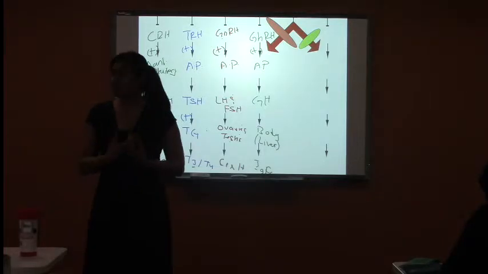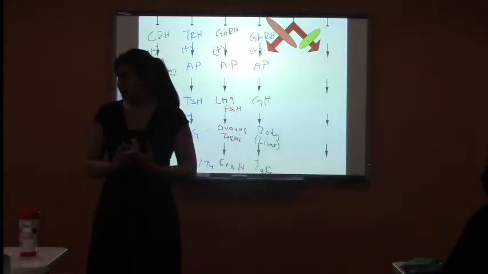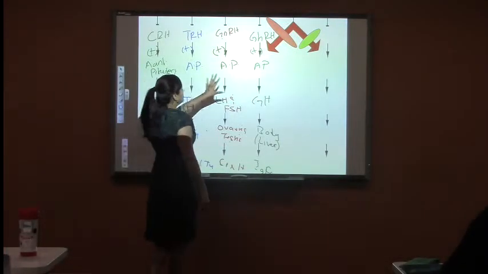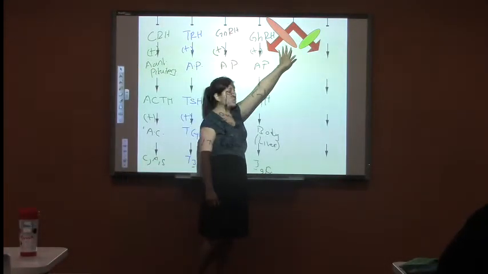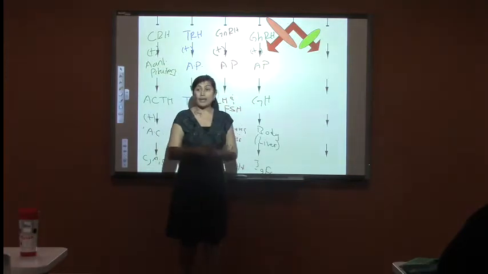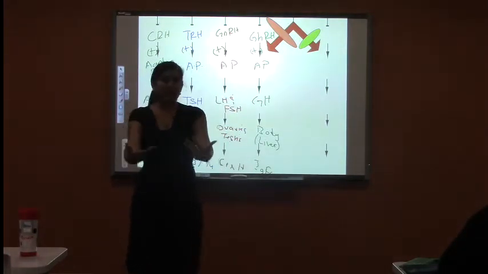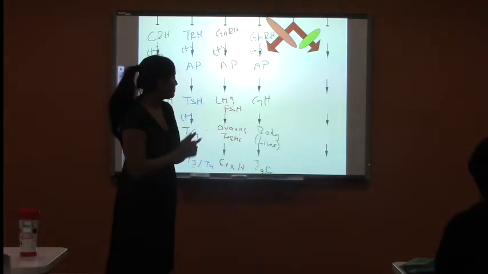Actually, now go do the function. Okay? Does that make sense? Okay. Now, there are two hormones right here. The reason that they're in red is because they're inhibitory hormones, meaning they inhibit the anterior pituitary from releasing something.